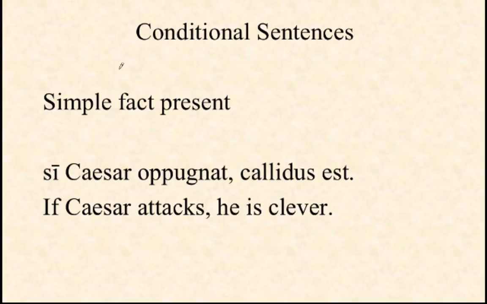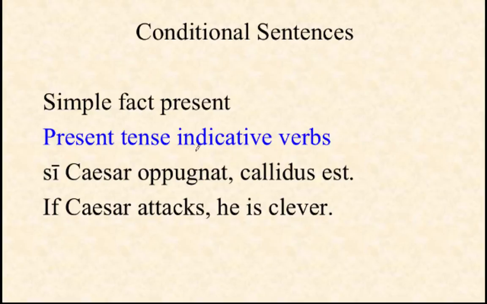Here's our first example of an indicative mood conditional sentence. It is called the simple fact present. Si Caesar oppugnat, calidus est. If Caesar attacks, he is clever. Each half of this conditional sentence uses present tense indicative verbs. The idea here is, if Caesar attacks, and he very well may attack, he is clever.